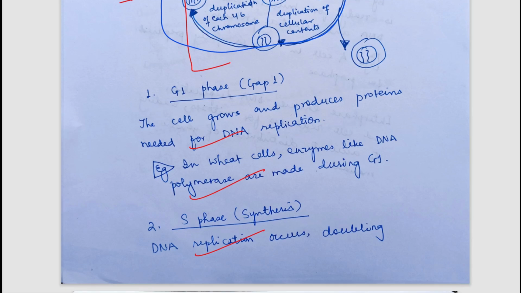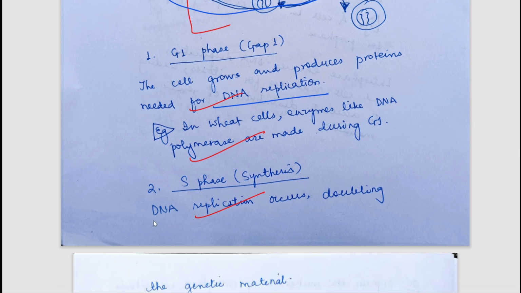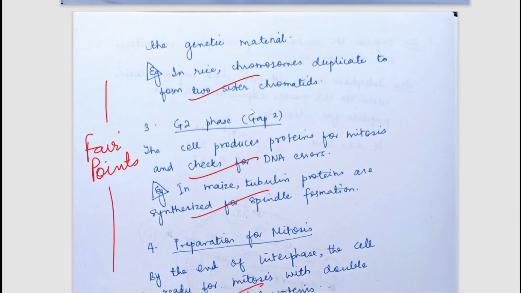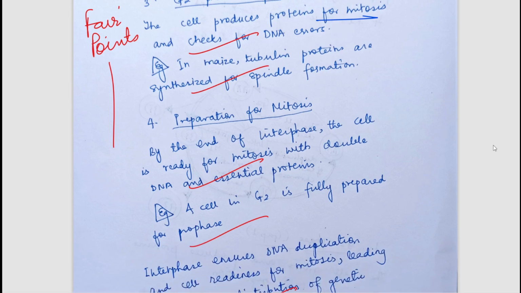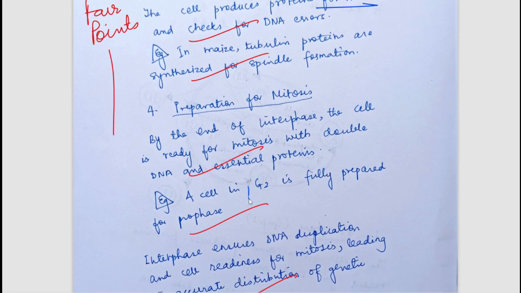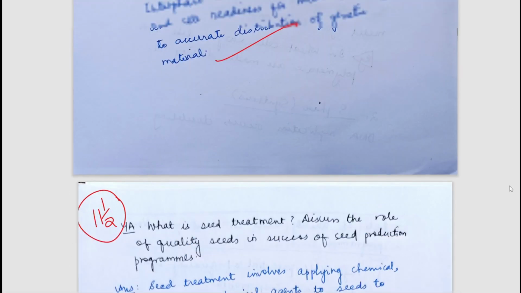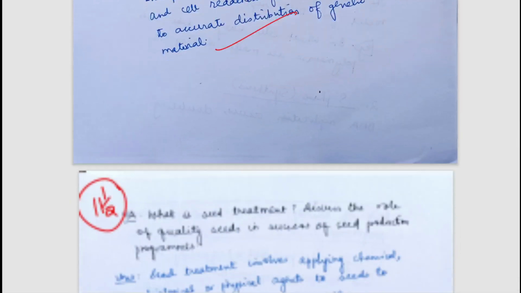Now here, first we have G1 phase, that is here the cell grows and produces proteins needed for DNA replication. In S phase, DNA replication occurs, doubling of genetic material occurs. In G2 phase, the cell produces proteins for mitosis, that is here the cell is getting ready for mitosis. Then it is prepared for mitosis in G2 phase. The cell is fully prepared for mitosis in G2 phase. So this was about interphase. Now let's move to the next question.